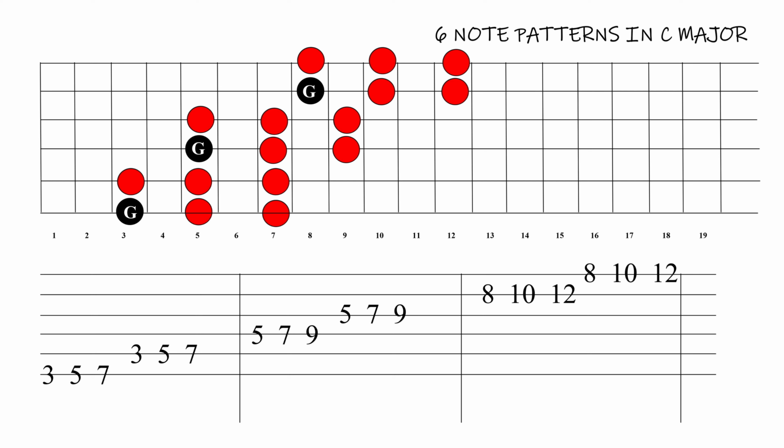And then we'll have a D note on the 5th fret of the A string and an E note on the 7th fret of the A string. So those 6 notes that we're going to repeat are G, A, B, C, D, and E, okay?